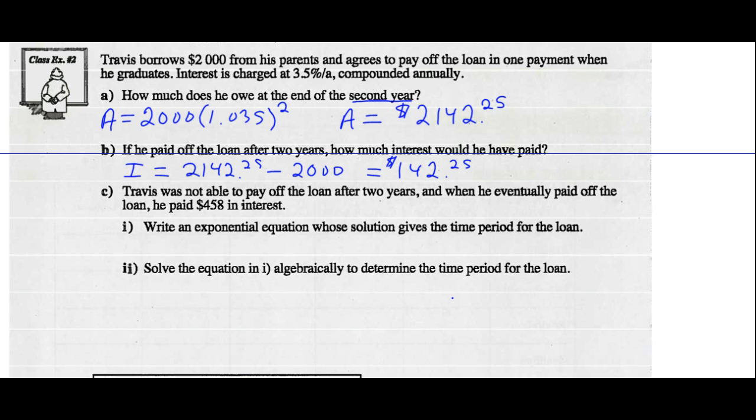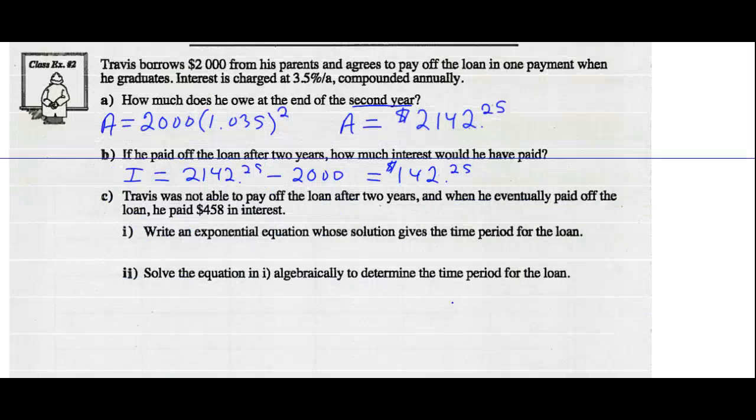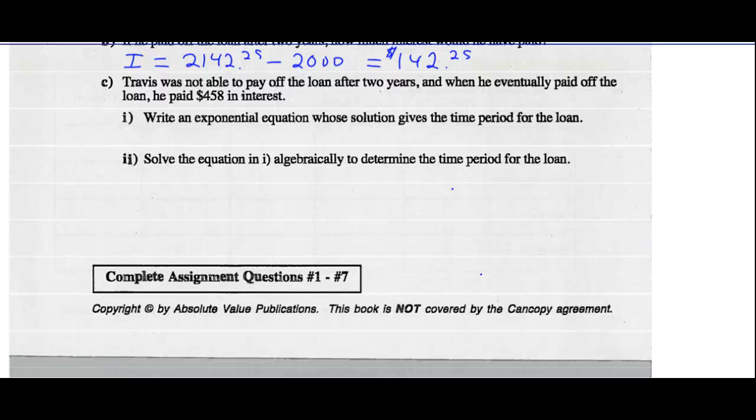Travis was unable to pay the loan off after 2 years. When he eventually did pay the loan off, he paid a total interest amount of $458. Write an exponential equation whose solution gives the time period for this loan. So we now know the final amount was $2,000 plus an interest of $458. The initial amount was $2,000. We know that it was at 0.035, but we're not sure how long it was for. So now we have to solve for n.